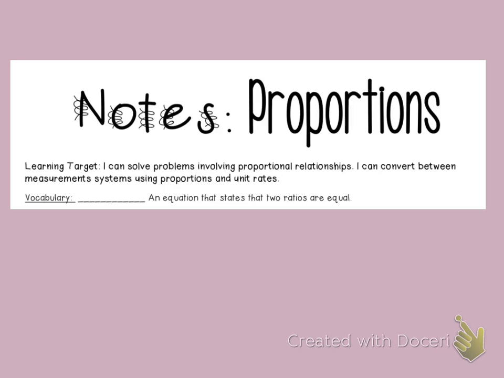So our vocabulary is a proportion, which is an equation that states that two ratios are equal. So here we have a proportion. I'm going to rewrite over here to work out of. 2/3 is equal to 6/x. So these two ratios are saying that they are equal.